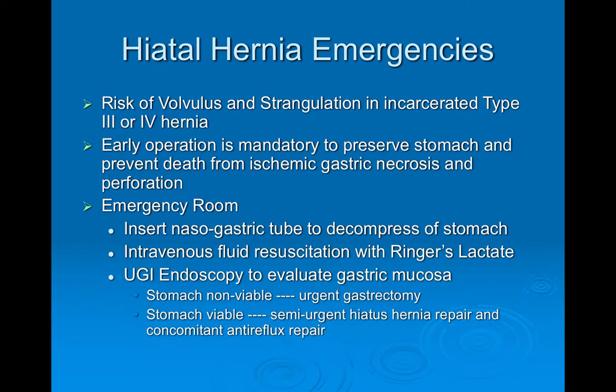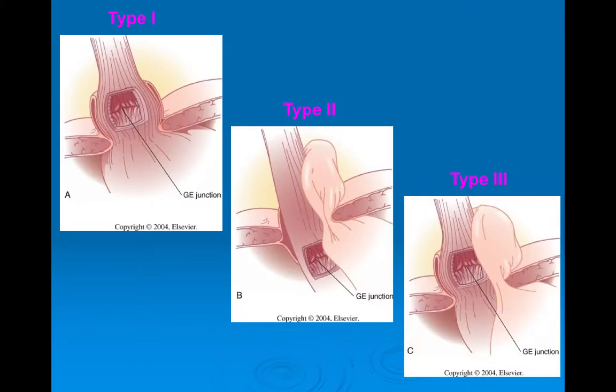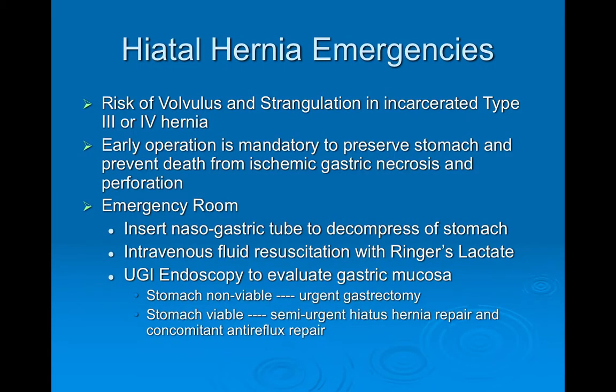So if it's not viable, you need to take them emergently for a gastrectomy. You need to get it out of the chest and hopefully fix that. If it is viable, then you want to just try and bring it out of the chest and perform a hiatal hernia repair. But before you do any of that, you want to resuscitate them, make sure they're not septic and getting really, really sick. I've seen this in a couple of cases where we've done this: you can insert a nasogastric tube, so an NG tube, down to try and decompress the stomach to see if that helps with the decompression.